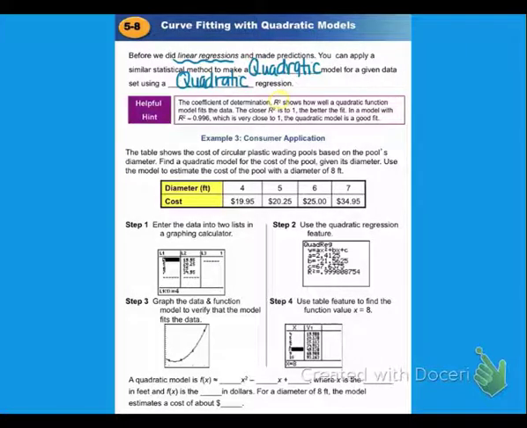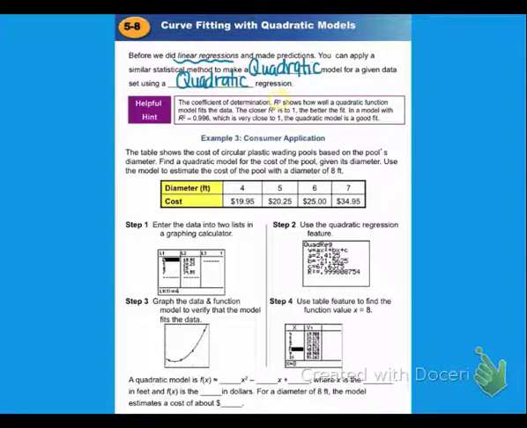So here's an example where we're going to apply that quadratic regression. A table shows the cost of circular plastic wading pools based on the pool's diameter. So you remember those little fun pools you used when you were a little kid, or the one you might have in your backyard for your dog, which is what I do. We want to find a quadratic model for the cost of the pool given its diameter. And we want to use the model to estimate the cost of a pool with a diameter of 8 feet.